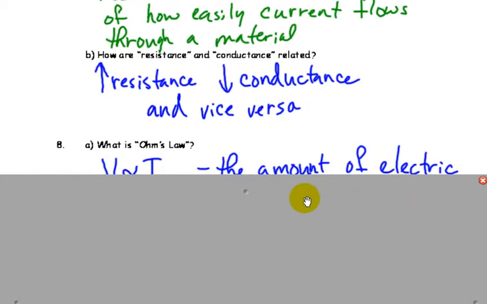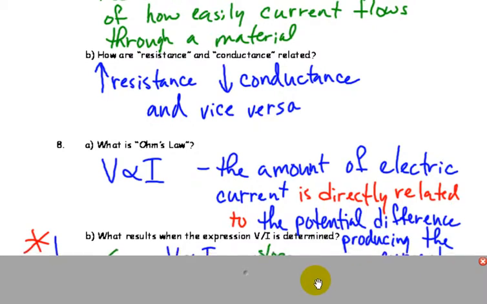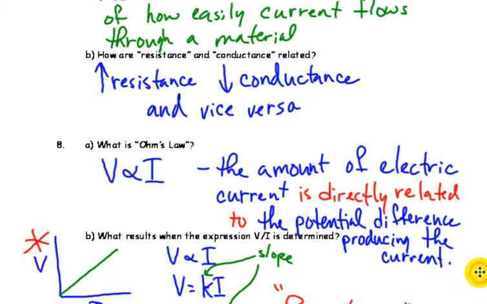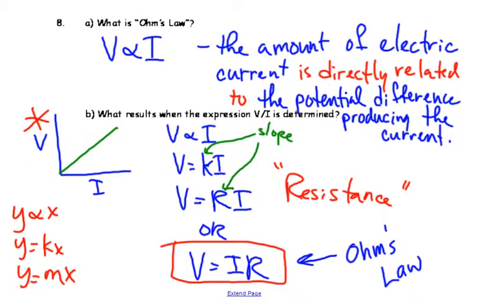Okay, Georg Ohm was a physicist who experimented with some of this stuff, and he came up with what was referred to as Ohm's law. Voltage is directly related to I. The amount of electric current is directly related to the potential difference producing it. And if you were to do an experiment, alter currents, measure voltages, etc., you would get a straight line graph like that. So very similar to in math class, we have y and x. We would say y is directly related to x when you have a straight line like that.